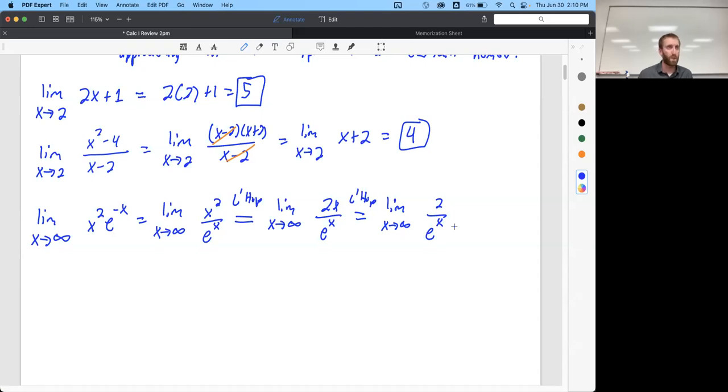Okay, but now the top is not going to infinity. We get 2 divided by e to the infinity, essentially, which is 2 divided by infinity, and a finite number over a number that's going to infinity. Well, the denominator is getting bigger and bigger and bigger, so this whole thing is going to 0. That would be that limit there.